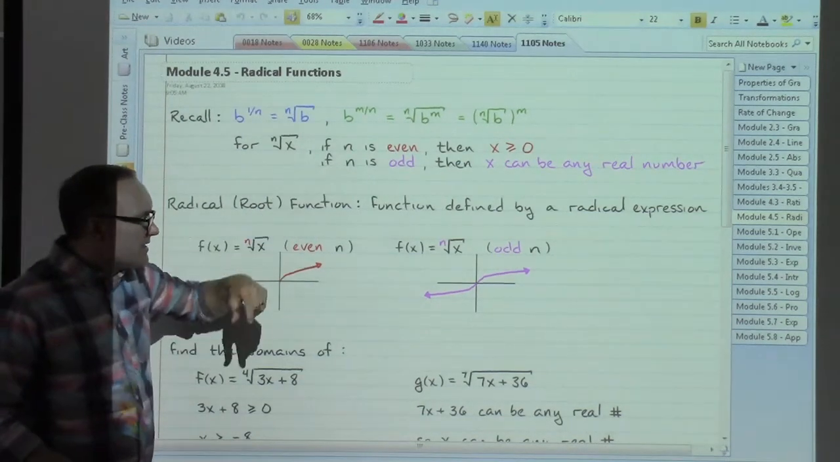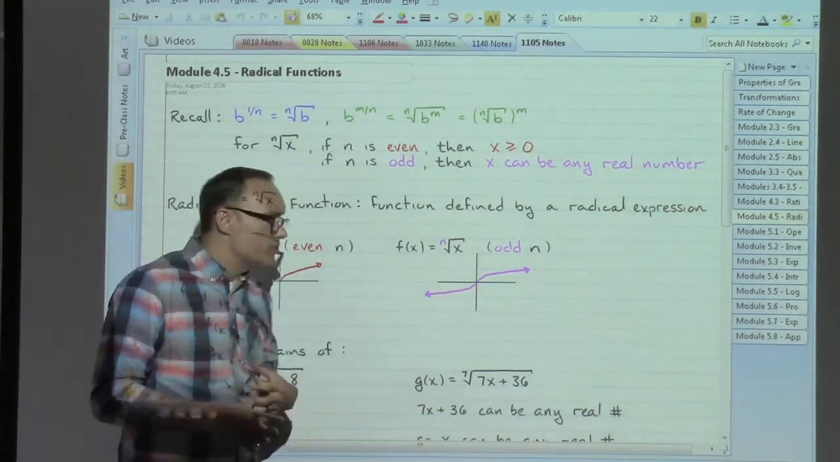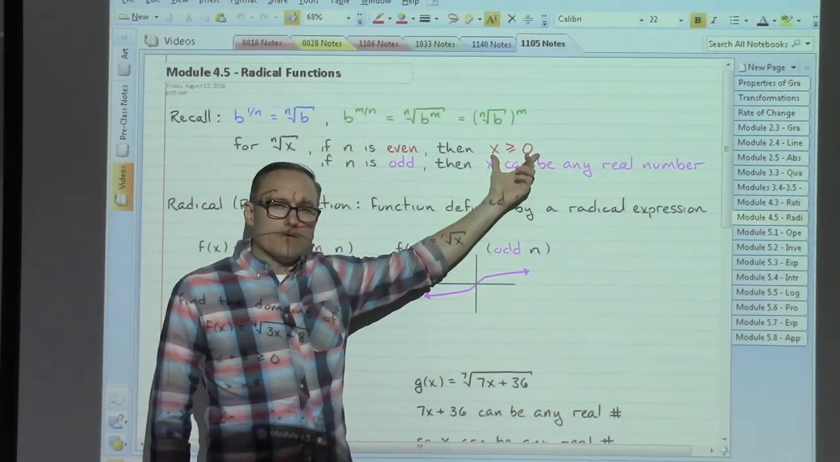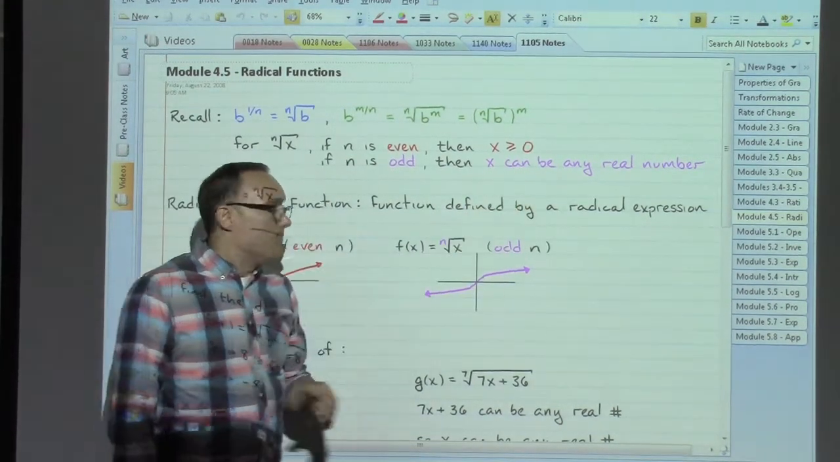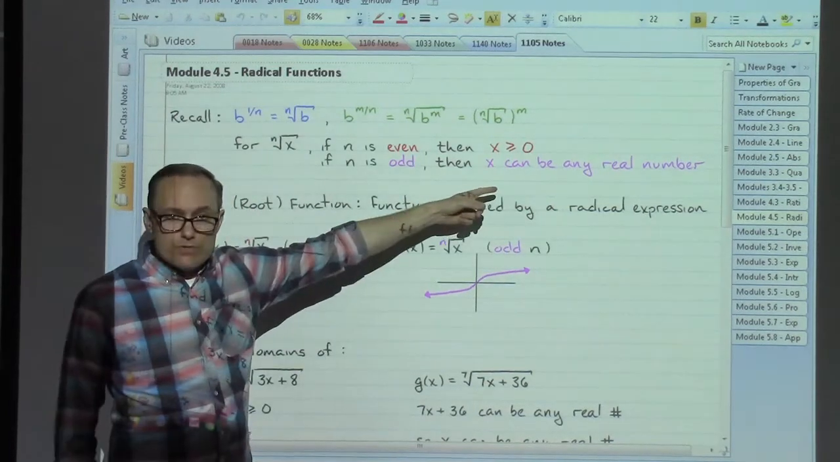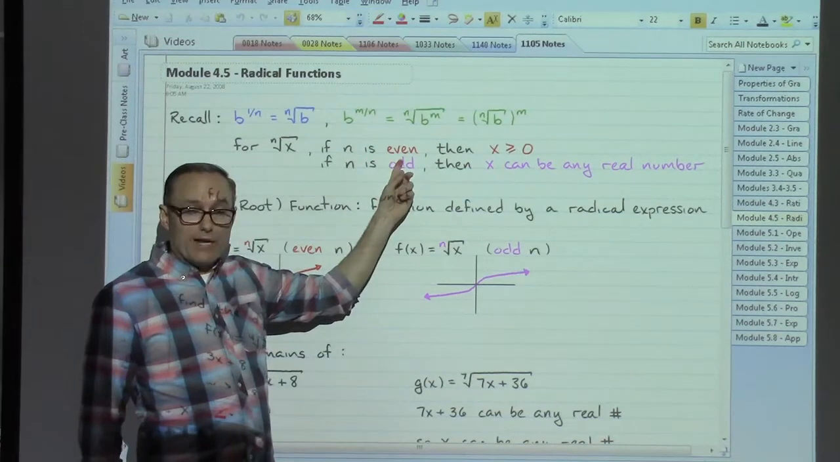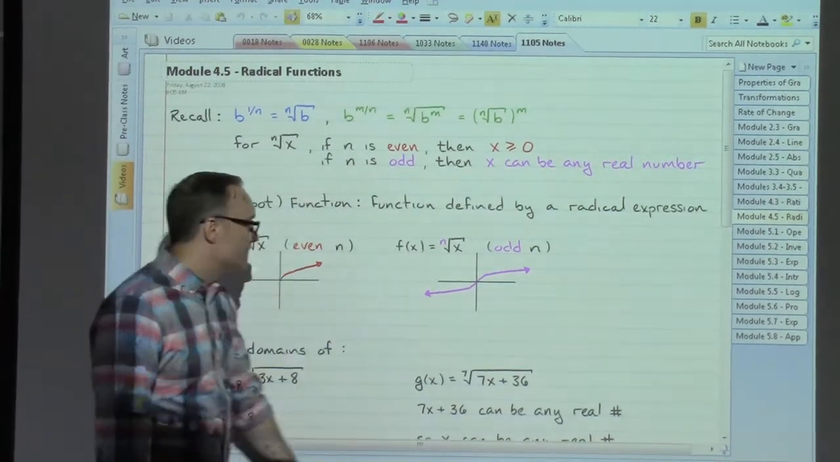If our root is even, then we do have a restriction about what we're allowed to plug in. We're only allowed to plug in numbers that are greater than or equal to 0. But for those odd roots, there is no restriction at all. So domain, only got to worry about the even roots.